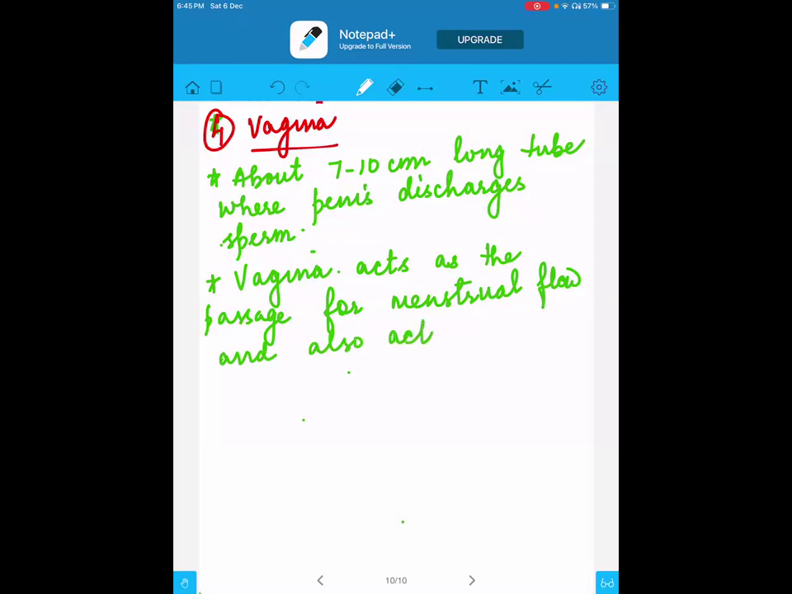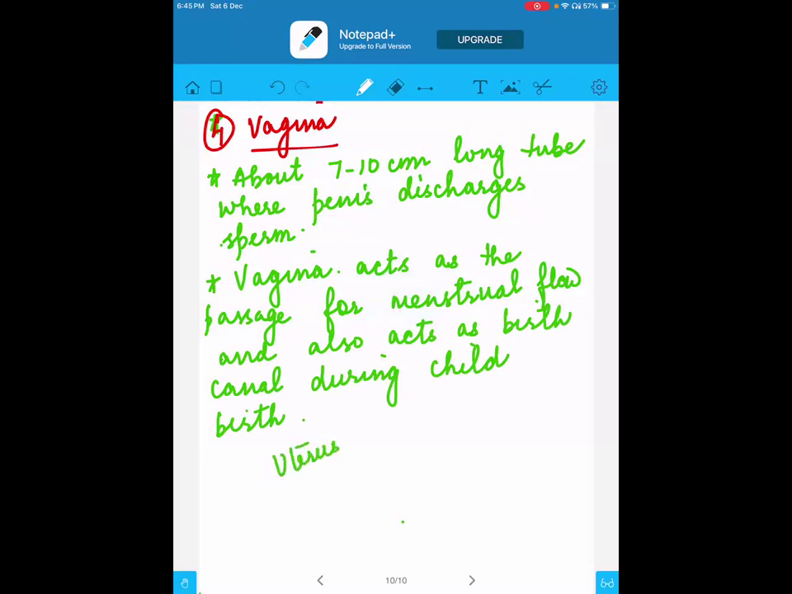and also acts as the birth canal during childbirth. So if the child is born by normal delivery, in that case this vagina will be helping. The development is happening in the uterus, but from the uterus the cervix will expand, and when the cervix expands, the child will come out of the mother's body through the vagina. So that is why it is called the birth canal.